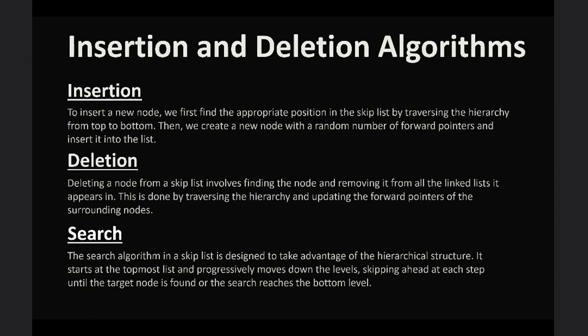Searching in a skip list takes advantage of its structure. We start at the top list and move down, skipping ahead at each level until we find the target node or reach the bottom.